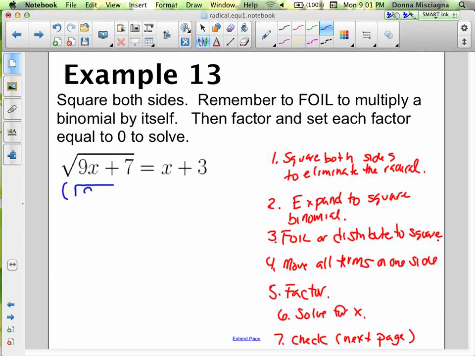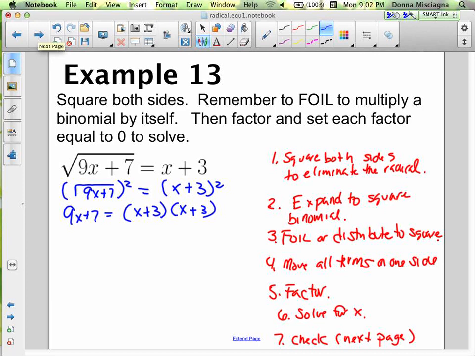We have the square root of 9x plus 7 squared equals x plus 3 squared. Square and square root cancel on this side. We have 9x plus 7. On the other side, we have x plus 3 times x plus 3. Do not distribute a square. It is wrong. Right? You will see when we multiply, so square means multiply by itself. You will see when we multiply it by itself, we do not end up with x squared plus 9. All right, so we have 9x plus 7 equals.